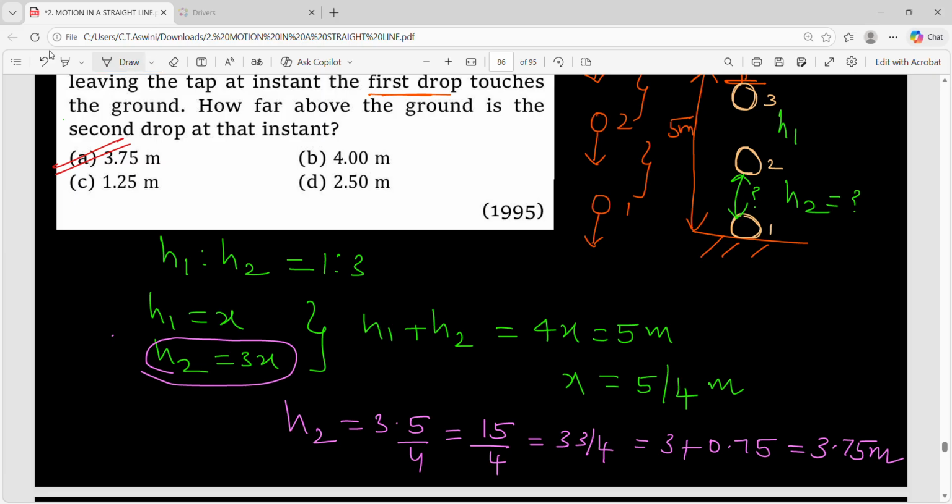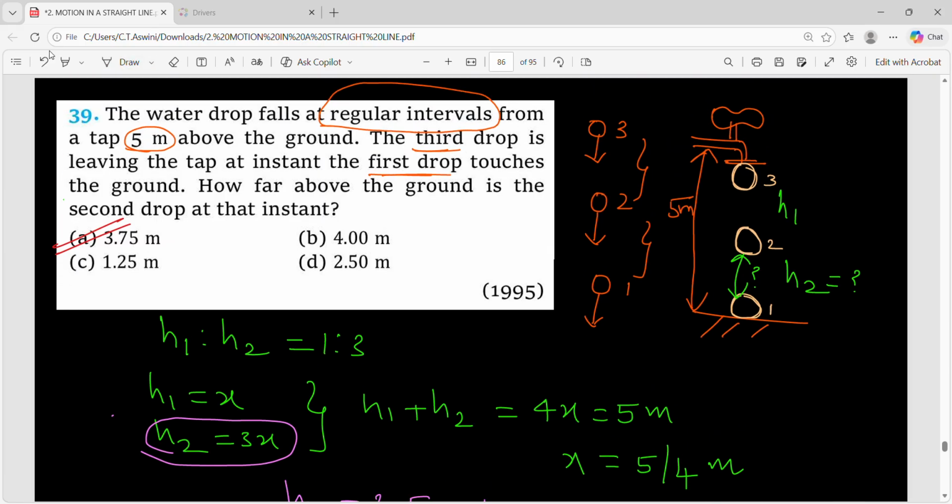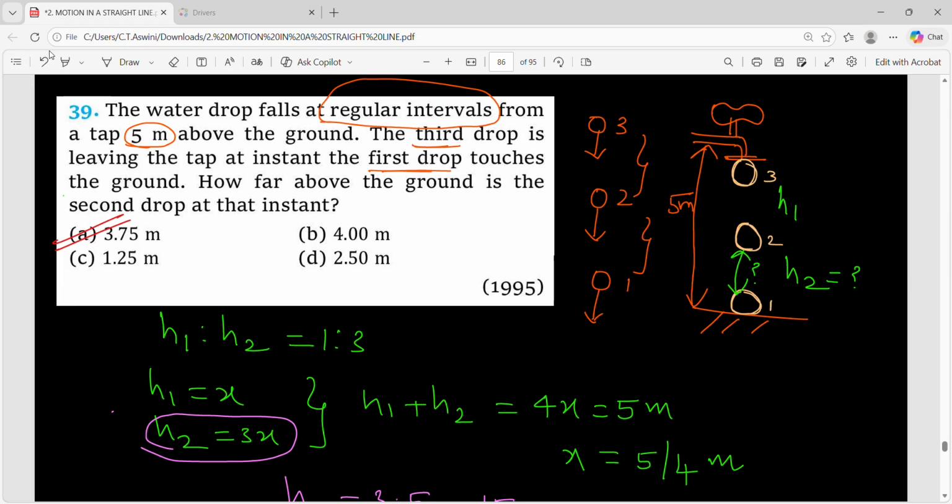Any difficulty? Just see the problem. Any difficulty? Let me know.